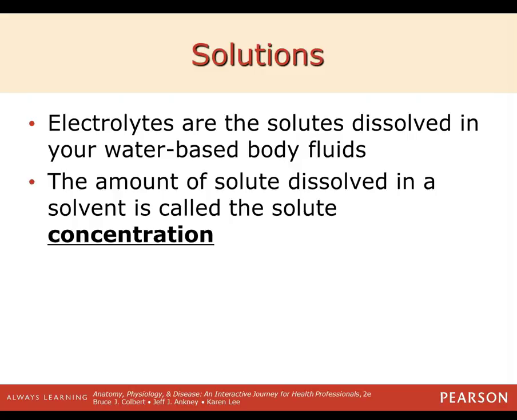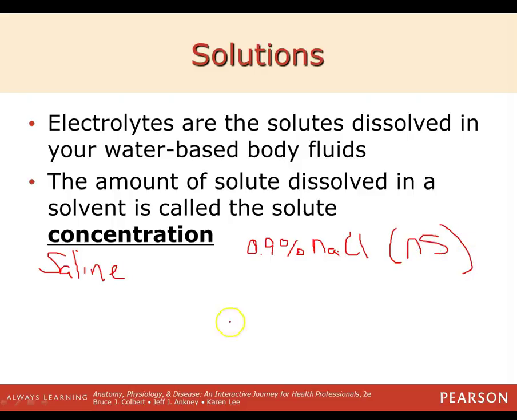Now, the amount of the solute that is dissolved in the solvent is called the concentration. So, for example, I use that saline. A 0.9% sodium chloride solution is known as normal saline, which we abbreviate NS.